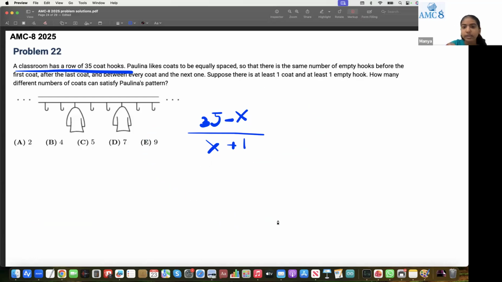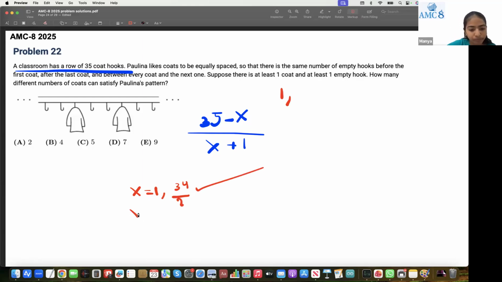But now we will have to substitute every value of x which is possible. Let me change the color. I'll use red. Suppose that x is equal to 1. Then we will have 35 minus 1, which is 34. 34 divided by x plus 1, which is 2, is equal to 17. And that is an integer, so that can work.